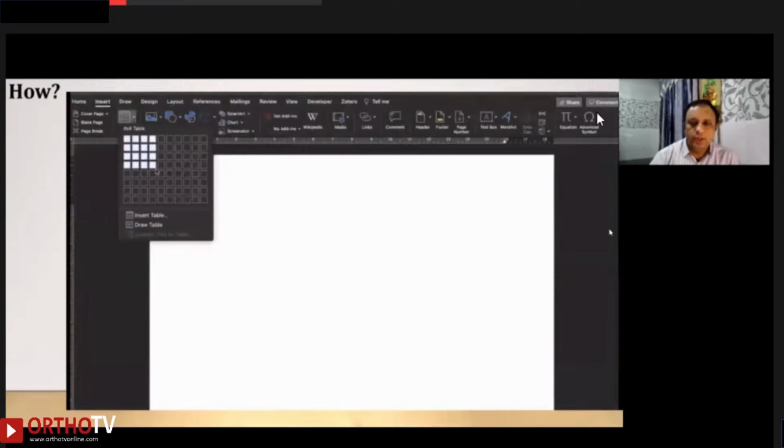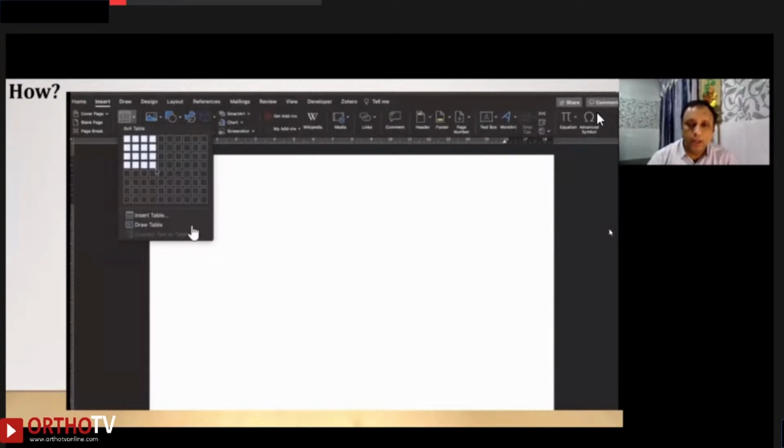So you could choose the number of columns and rows to be inserted by selecting as shown. There are two options here, insert table and draw table. Insert table is used to insert the table. Instead of selecting like this, it gives options of number of columns and rows. Supposing you want more rows than are depicted here, you can use this insert table option to create more rows and columns.